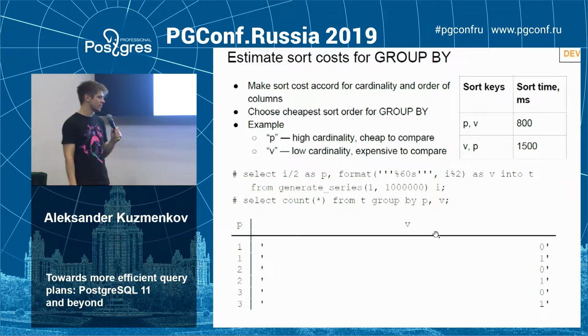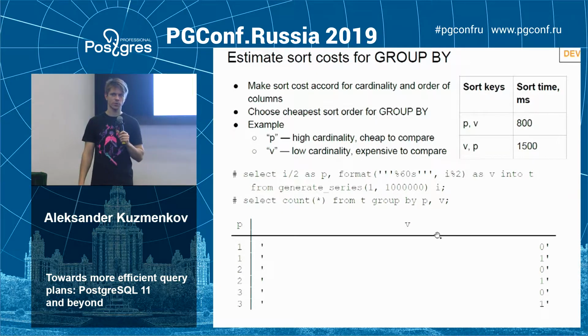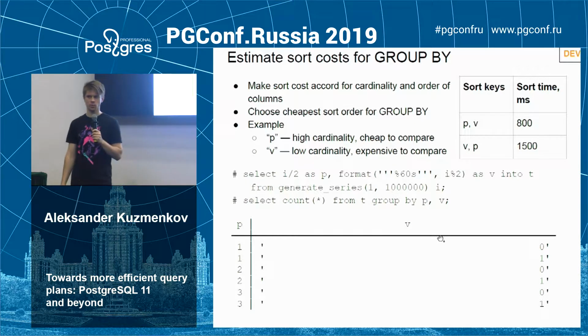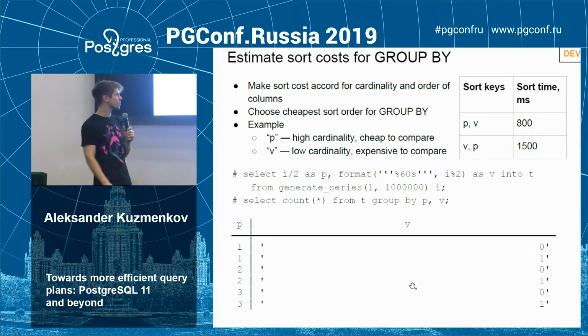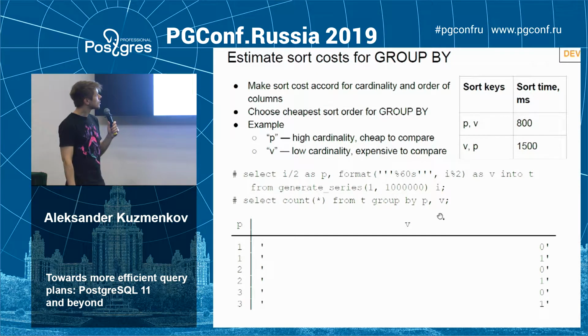Yet another important thing with sorting. Depending on the column order, the cost may vary. It is important when we do the comparison, we could actually select the right order of columns in order to sort them, and it will be much cheaper. Postgres is not able to do it now. It actually does the sorting in the order of the columns.